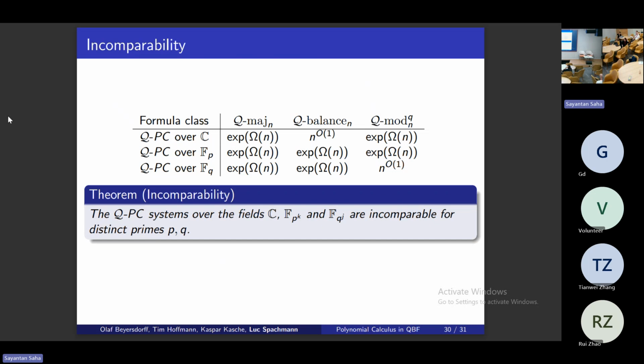These results together give a nice incomparability result. So if we have three different versions of QPC, we have QPC over C, over FP, and over FQ, where P and Q are distinct primes. And the Q balance function is easy in QPC over C and difficult over finite fields. Contrary, the Q mod function is easy if and only if the primes are the same, and else it's difficult, and over C as well, in subfields of C.